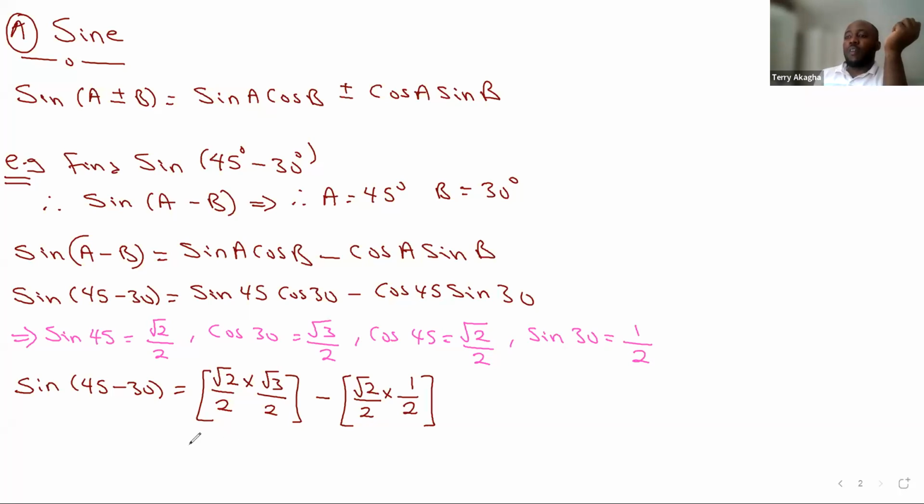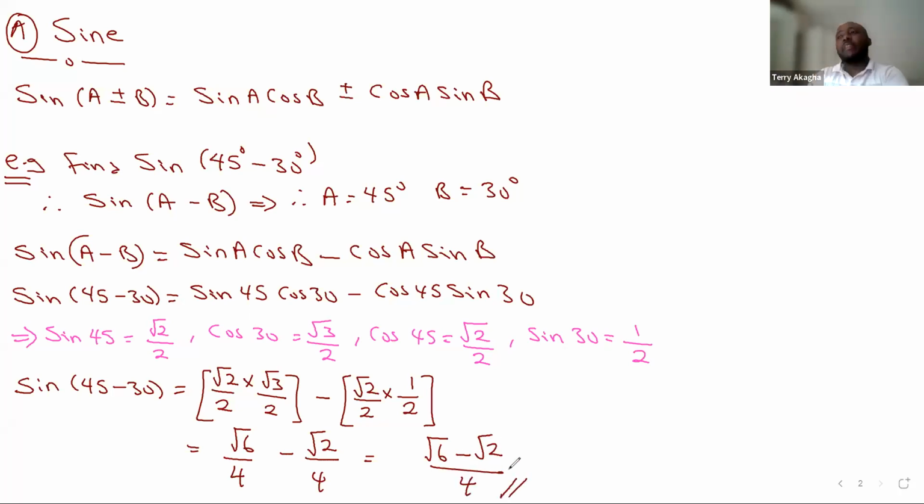Then we'll simplify this. This is going to give us root 6 over 4 minus root 2 over what? Over 4. Then the final answer is going to be root 6 minus root 2 over 4. And that will be the answer for that.